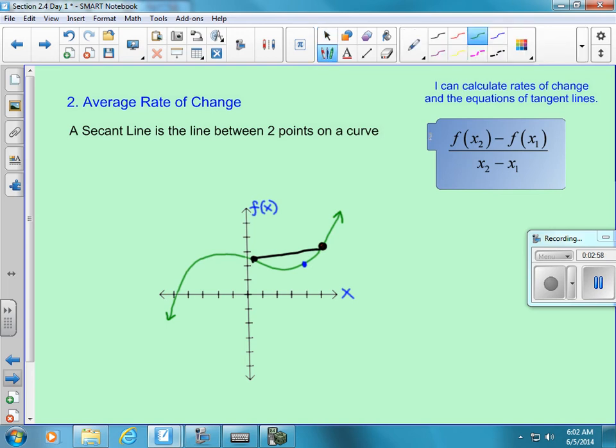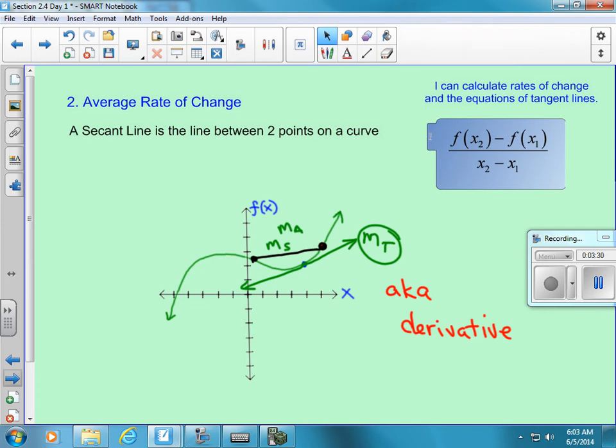And then what we're also going to talk about is instantaneous rate of change. It is the slope of the line tangent to the curve. Okay, so this is the m tangent. This is the m secant, or you could also call it the m average. And the slope of the tangent line of a curve is also known as a derivative. That is the quantity for a derivative. And we don't actually learn that right this minute, but it is.